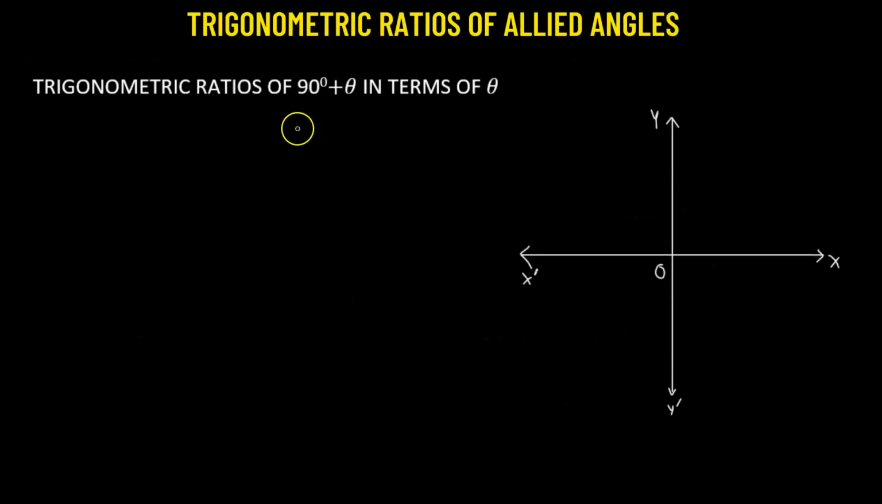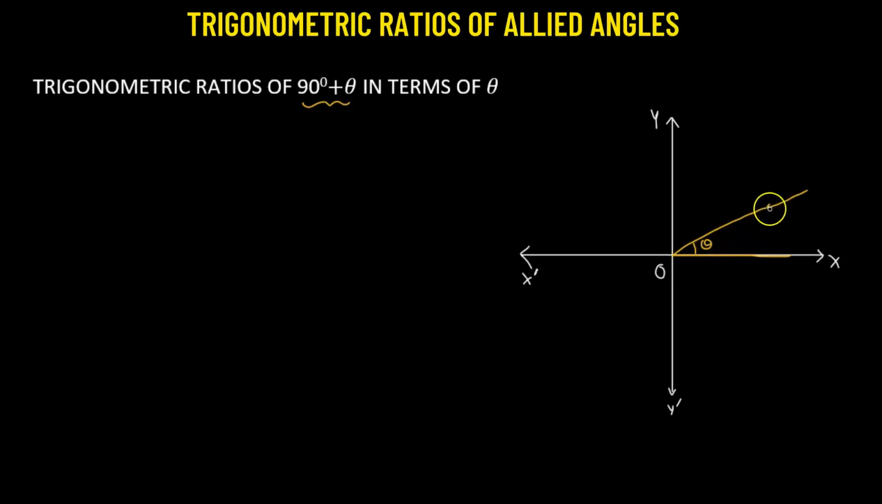At this time, we want to express the trigonometric ratios of the allied angle of theta, which is 90 degrees plus theta. First, we will begin by considering a revolving ray which starts out lying on the OX axis. Then let's say it rotates in the anti-clockwise fashion, making an angle theta with the OX axis.